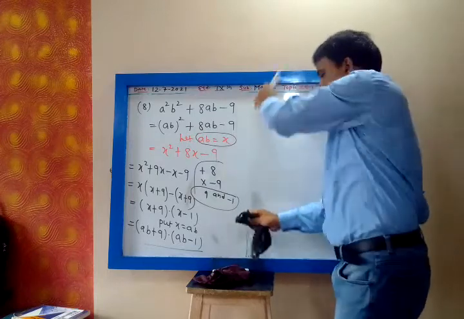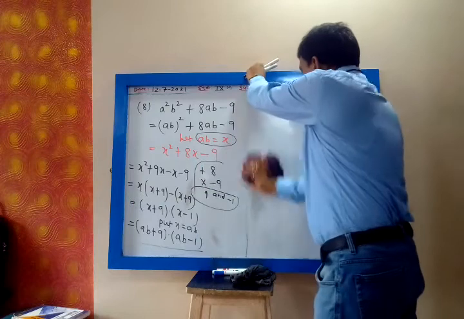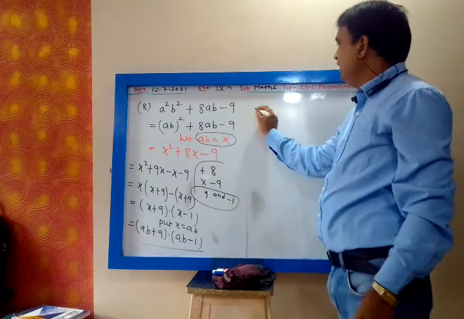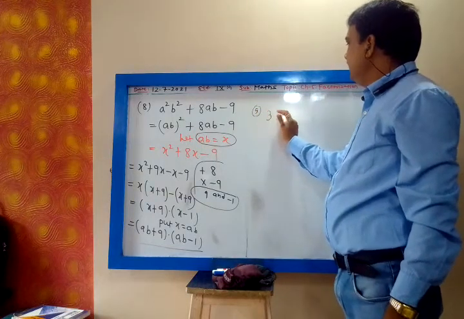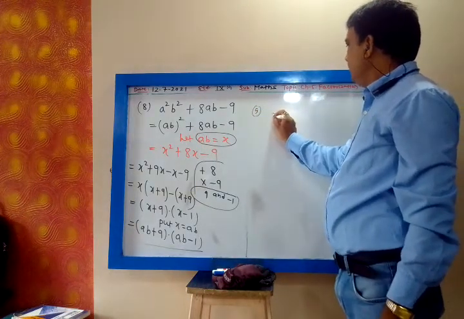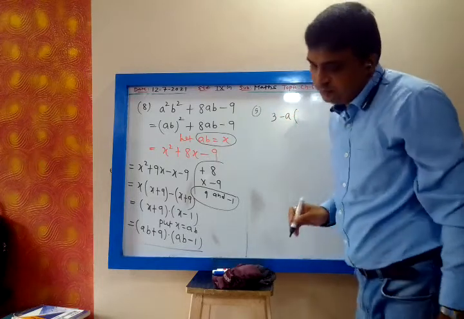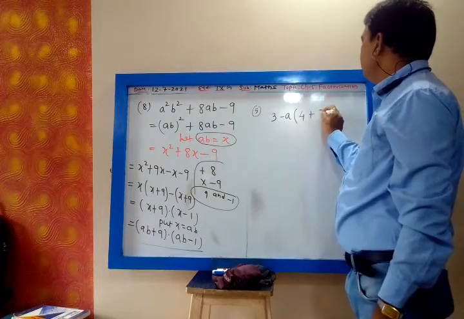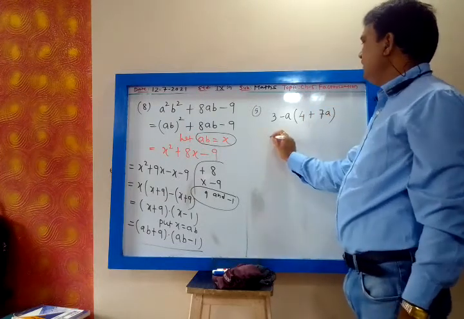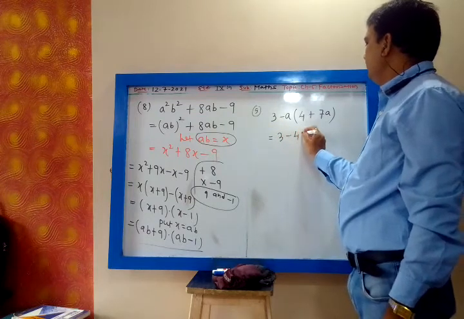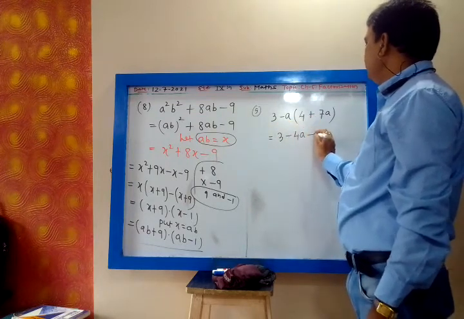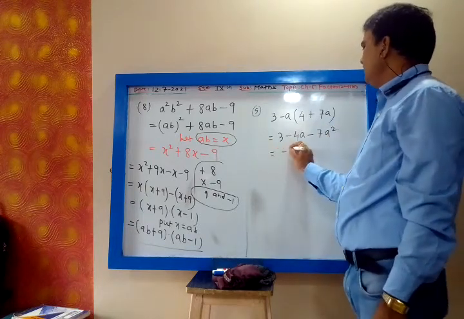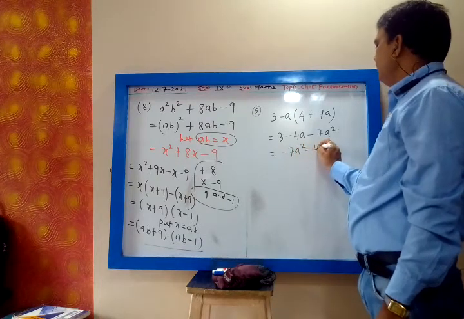If you can identify directly, you can write the answer directly. Then ninth one, 3 minus a into 4 plus 7a. What will you write? 3 minus 4a, then minus into plus, minus 7a square. This I will rewrite, that is minus 7a square minus 4a plus 3.